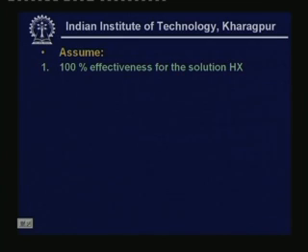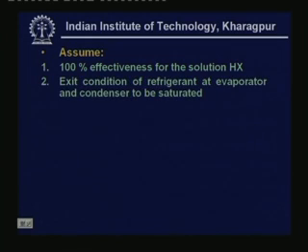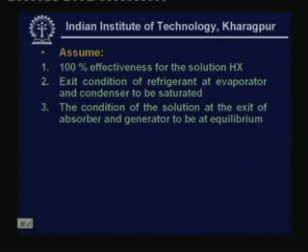And it is also mentioned that we can assume the effectiveness of the solution heat exchanger to be 100%, exit condition of refrigerant at evaporator and condenser to be saturated. That means you have saturated vapor at the exit of evaporator and saturated liquid at the exit of condenser. The third assumption is that the condition of the solution at the exit of absorber and generator are at equilibrium. That means absorber exit and generator exit, you have equilibrium solutions.